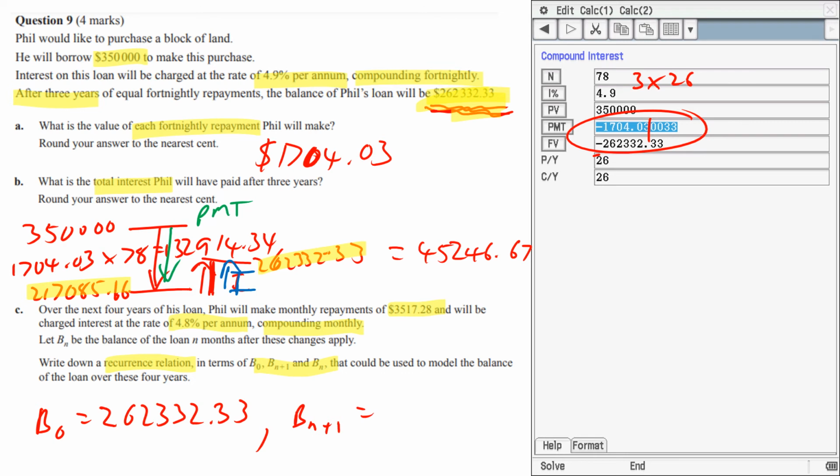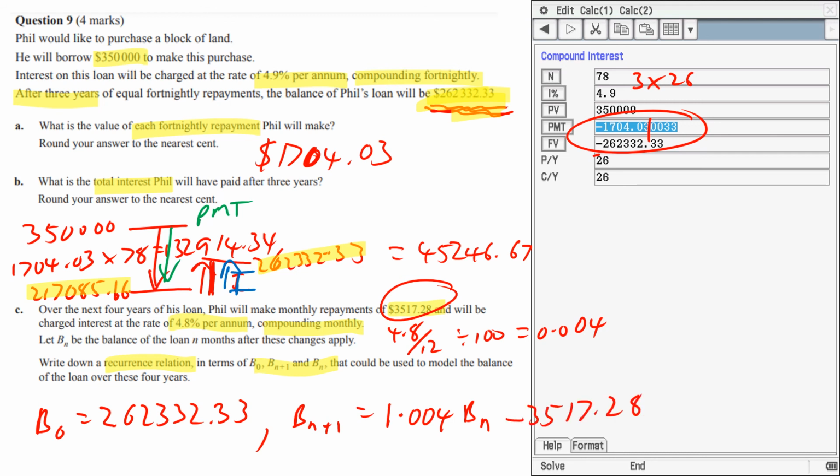Now what you have to think about here is you've got to take that annual interest rate and make it into a monthly interest rate. So you take the 4.8 and divide by 12, and also divide by 100 because you want it as a decimal. Then you add the 1. Remember we talked about in the previous questions that you add the 1 for the principal. So it is going to be B(n+1) = 1.004 times B(n), minus 3517.28, and that's how you work that out.